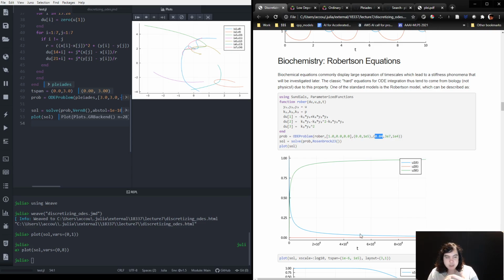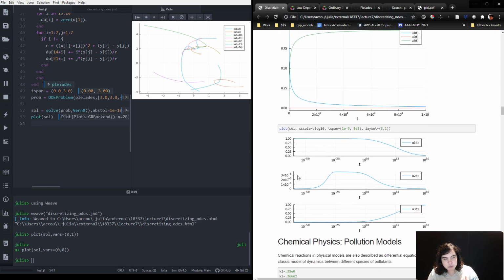But that doesn't actually capture what's going on, right? You see almost nothing with the second species, so you might think that it has no effect. But if you plot it in log scale, what we see is that the second term goes up and then goes down in about 1 second, right?